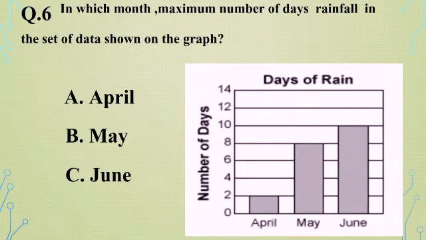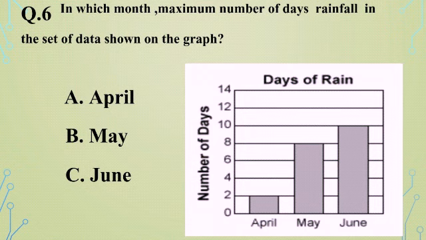Now in 6th number question, it is written that in which month is the maximum number of days of rainfall in the set of data shown in the graph. So in this graph, some number of days are there and some months' names are there. The number of days represents the number of days of rain. That means number of days of rainfall.